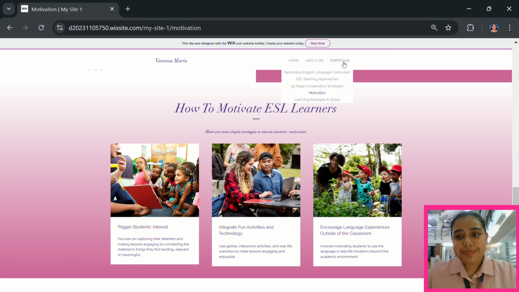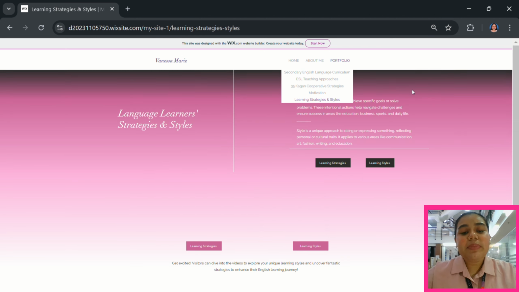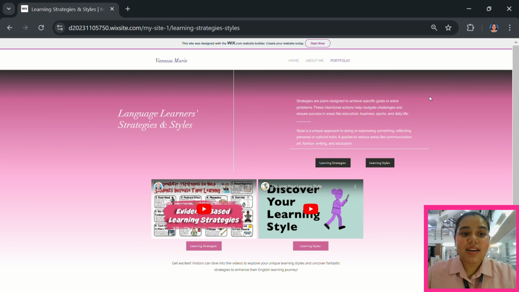Now, let's explore language learning strategies and styles. To put it simply, strategies are actions learners take to achieve specific goals, while styles are personal preferences in how they approach a task. To dive deeper, visitors can check out the videos below for insight into learner strategies and styles.